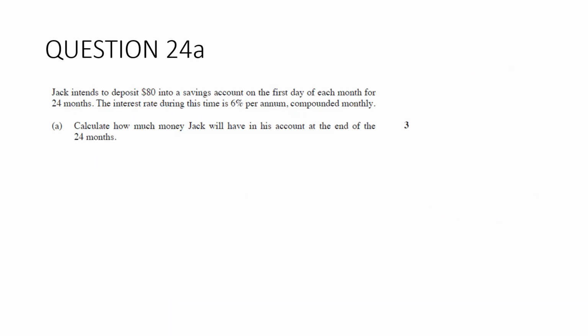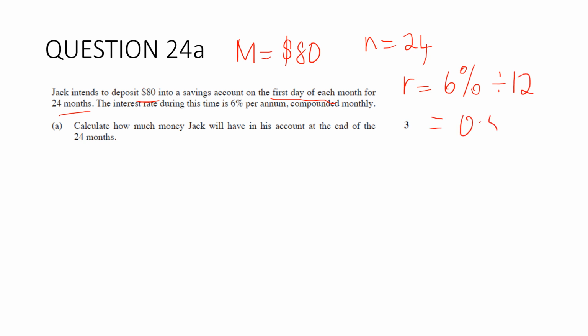Question 24. Jack intends to deposit $80 into a savings account on the first day of each month for 24 months. The interest rate during this time is 6% per annum compounded monthly. So it's 6% divided by 12, which is 0.5% per month. Part A, calculate how much money Jack will have in his account at the end of the 24 months.